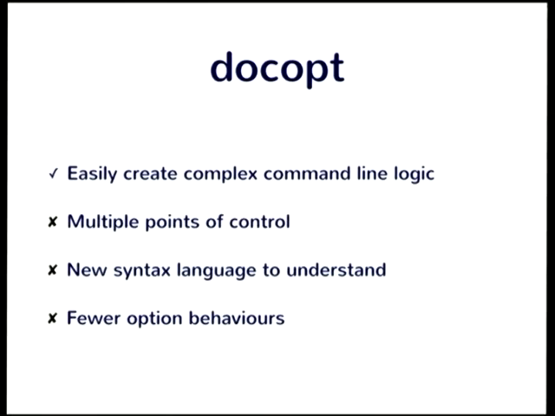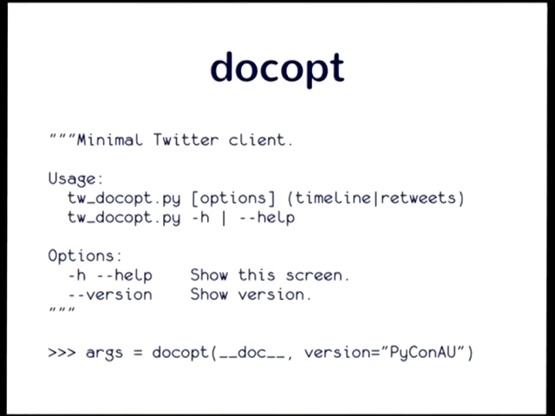I needed to understand a new syntax, which meant that I would constantly forget it, would need to go back to the documentation to look it up, and it actually has fewer option behaviors. The nature of it is that while you get very complex logic, you can't do some things as easily. This is a bit of how it works with Docopt. At the top is what looks very much like help usage, and at the bottom is the parsing of it, and you get the args out.